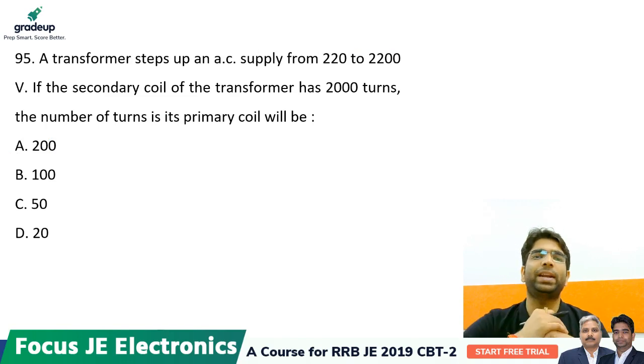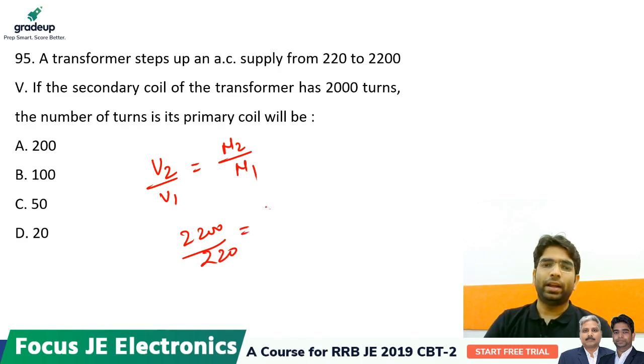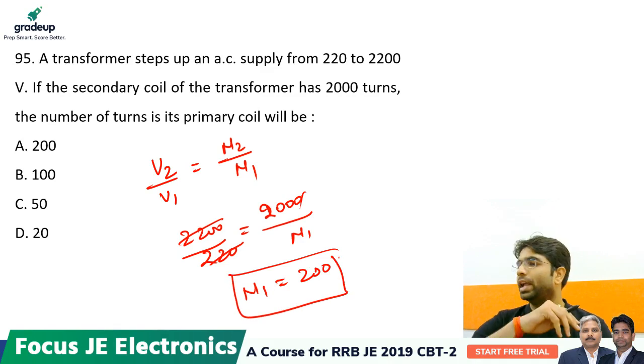The transformer steps up an AC supply from 220 to 2200 volts. The secondary coil turns are known to you. How many turns are there in the primary coil? My dear friends, take V2 by V1. V2 is the secondary voltage, V1 is the primary voltage, N2 is the secondary winding, and N1 is the primary winding. V2 is 2200, V1 is 220, N2 is known to you as 2000. N1 will be 200. Is it clear?